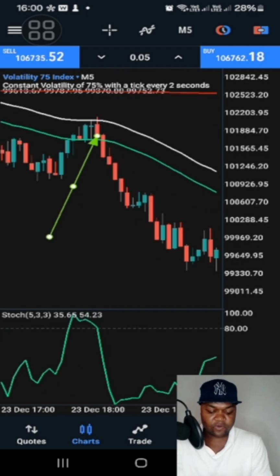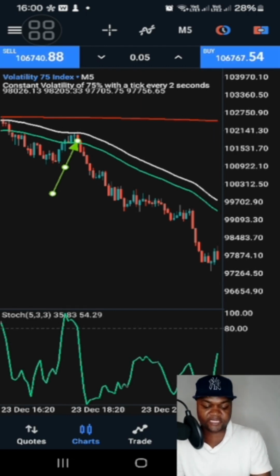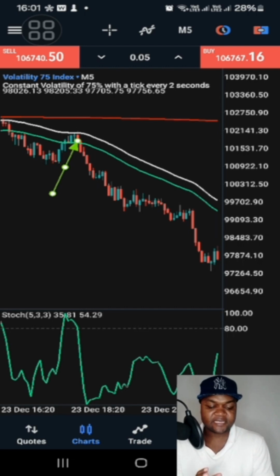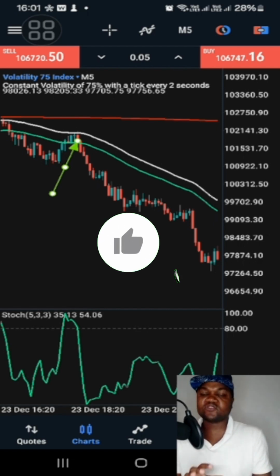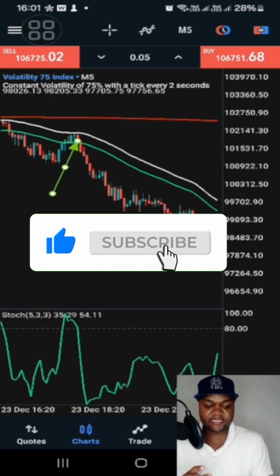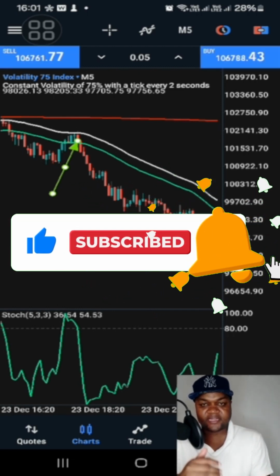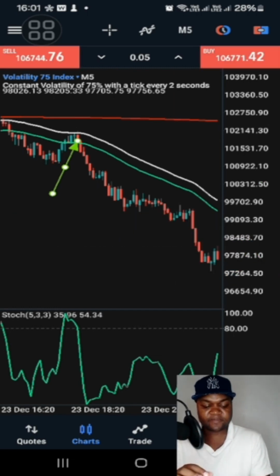Then here we have added a stochastic indicator, and on the stochastic indicator there's only one line. The stochastic is going to be giving us the overbought and the oversold levels for us to know if there's going to be a possible reversal in this particular strategy. What this strategy basically will be doing is that it normally trades pullbacks that occur within a prevailing trend. We'll be trading pullbacks using this particular strategy.